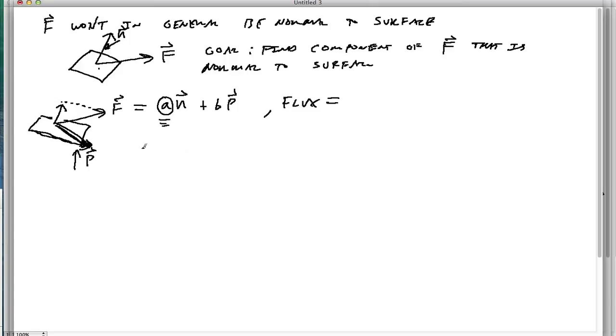So how do we get it? We know that the dot product is what's going to help us. Remember, it is the amount. The dot product then is going to be F dot N, and that's going to equal our A value, which is going to be our flux.